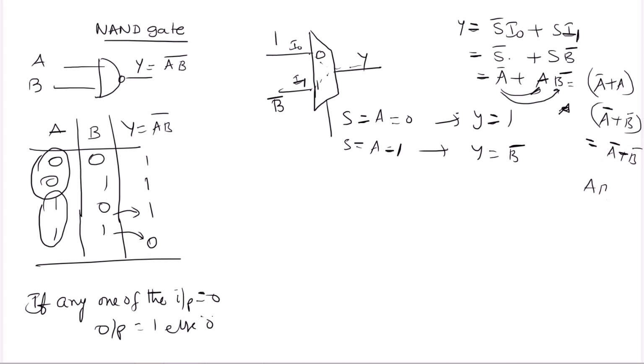So we already know that A B bar can be written as A bar plus B bar in dot product rules. In De Morgan's laws also you can implement it like this. So this is also satisfied.